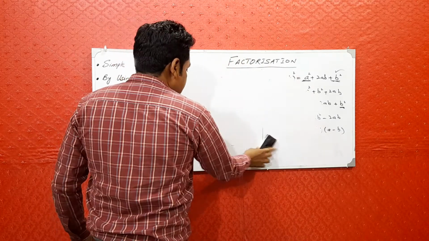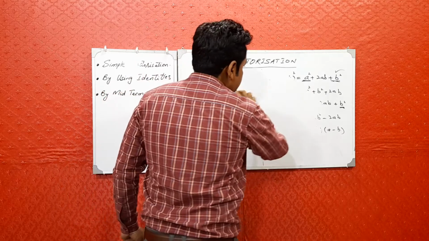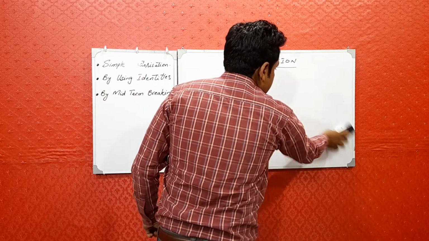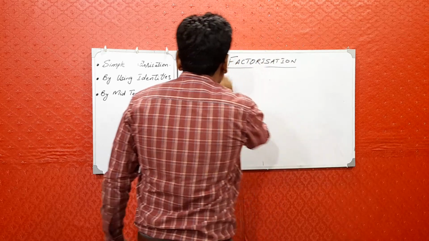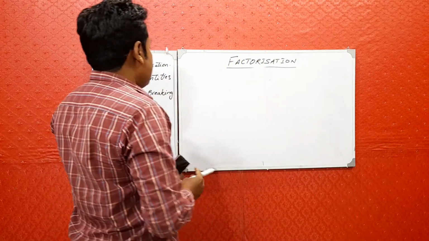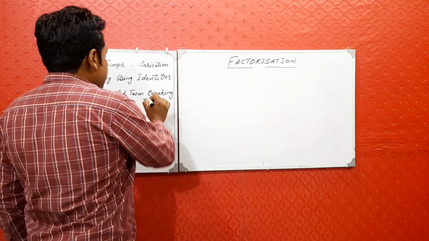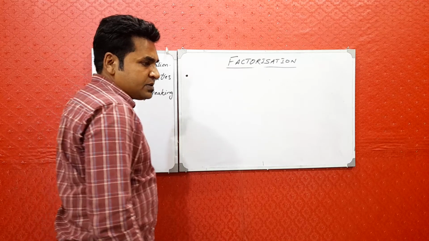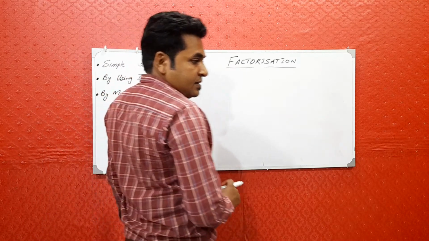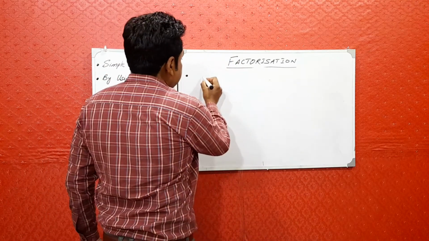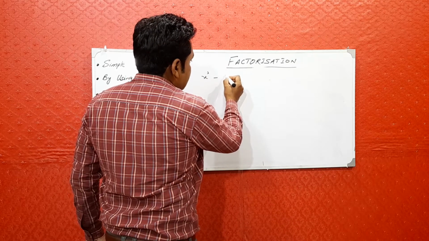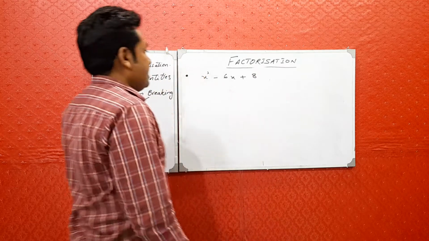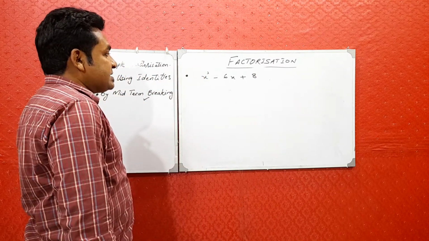The next method of factorization is midterm breaking. This is also an easy method. You can easily understand it. For example, now we are going to use midterm breaking. Suppose we have a question like x squared minus 6x plus 8.